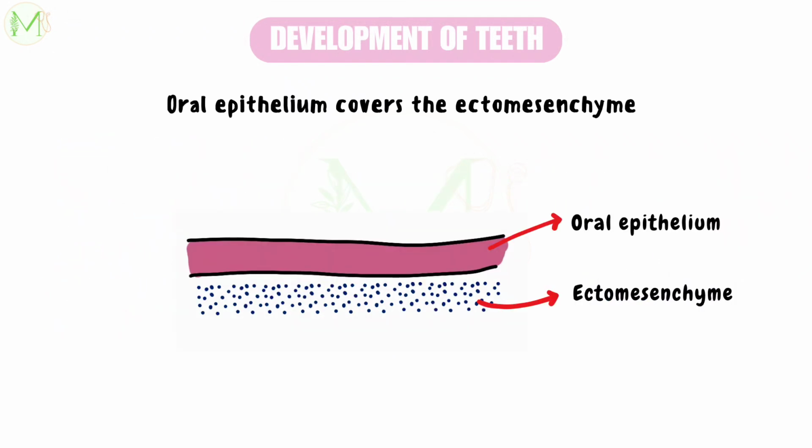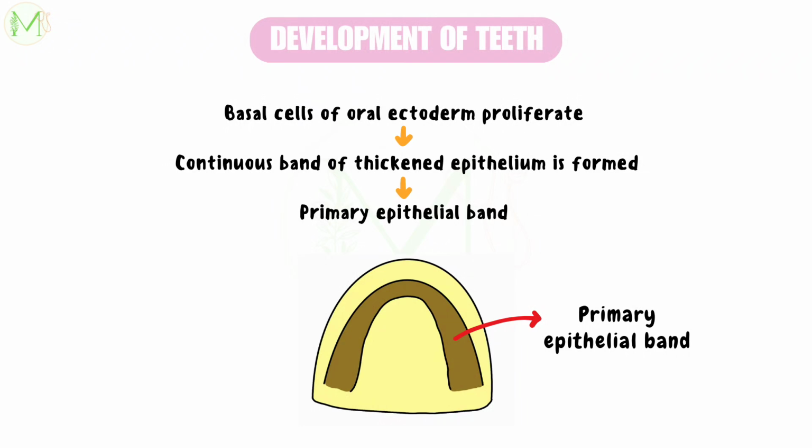The oral epithelium covers the underlying embryonic connective tissue called the ectomesenchyme. It is derived from the neural crest cells. When these two structures, that is the oral epithelium and the ectomesenchyme, interact, tooth development begins. When the embryo is about 5 to 6 weeks old, certain basal cells of the oral ectoderm proliferate faster than the adjacent cells. It leads to formation of the primary epithelial band.